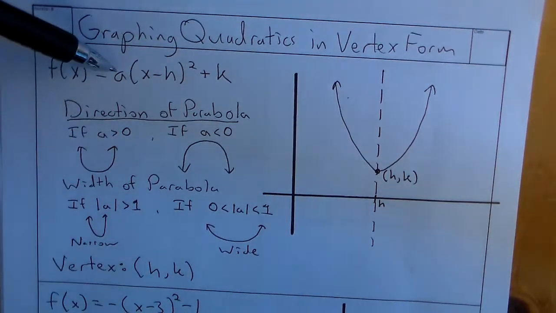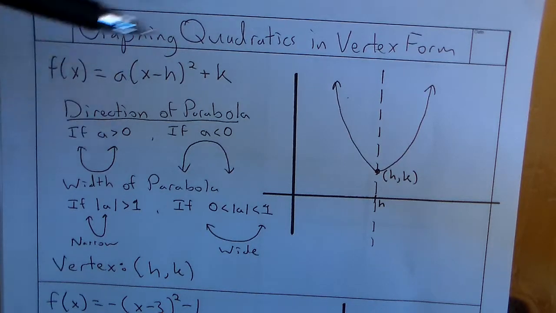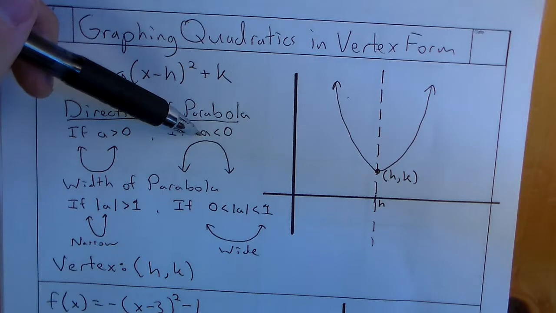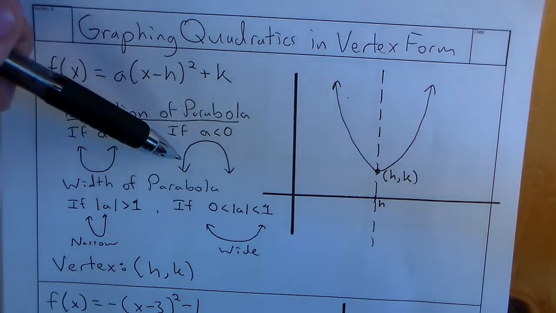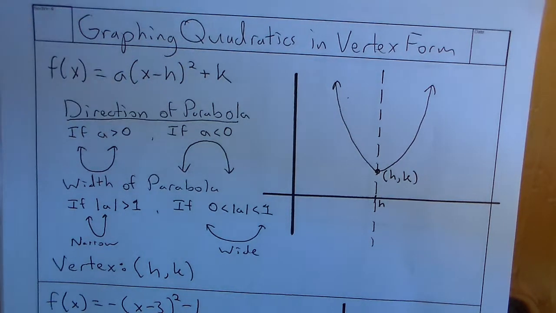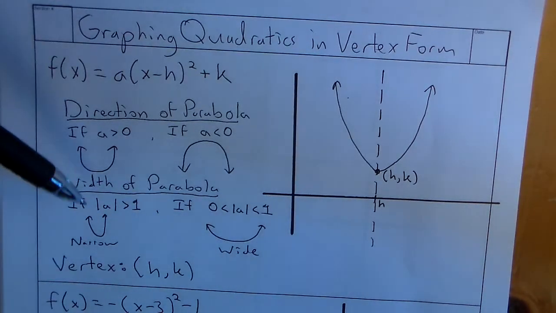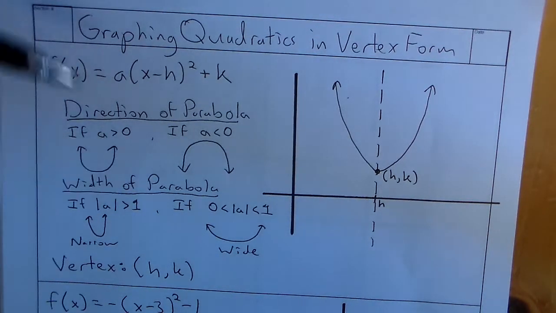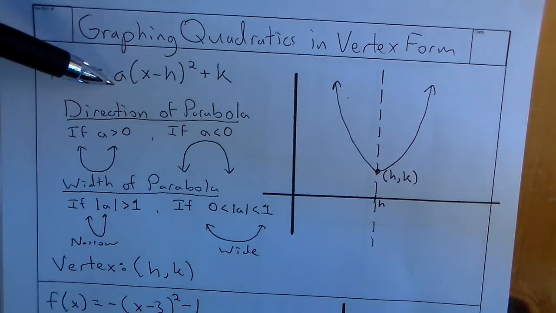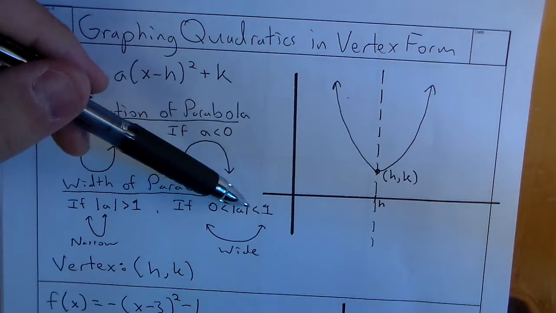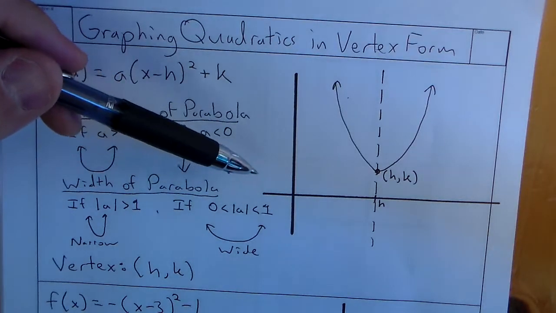Now, if the a value is positive, that tells us the parabola will be opening up like the one we have off to the right here. If the a value is less than 0 or negative, then it's a parabola that's going to be opening down. We also get the width of the parabola from that a value. If the absolute value of that a value, or just think of it as the positive value of it, is greater than 1, it's going to be a more narrow parabola. If it's between 0 and 1, it's going to be a wider parabola.